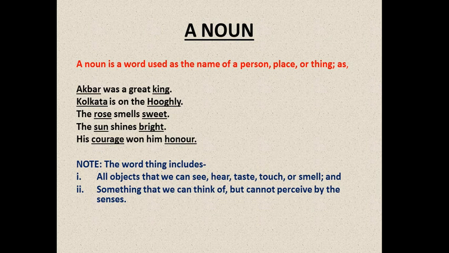Now please pay attention, students. The word thing includes all objects that we can see, hear, taste, touch or smell. That's why sweet, bright, what are these? These are also nouns. Something that we can think of but cannot perceive by the senses also comes under the category of things. So students, everybody might have understood what a noun is. Naming words are called nouns.